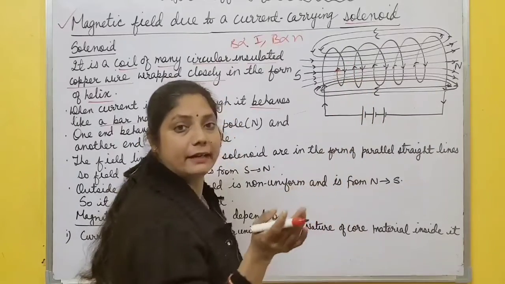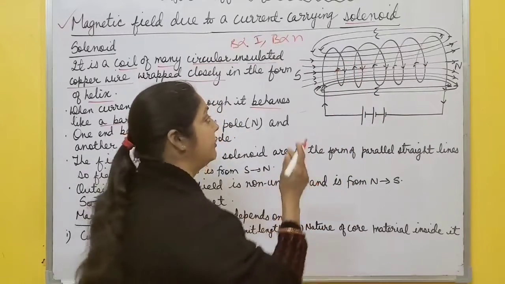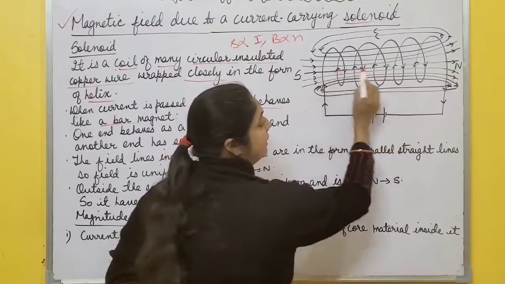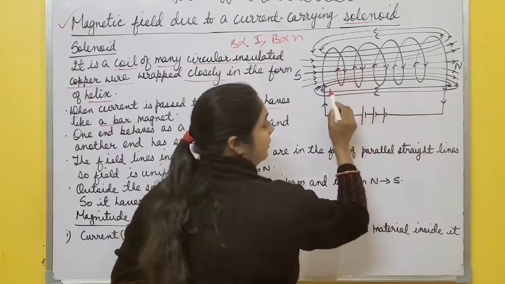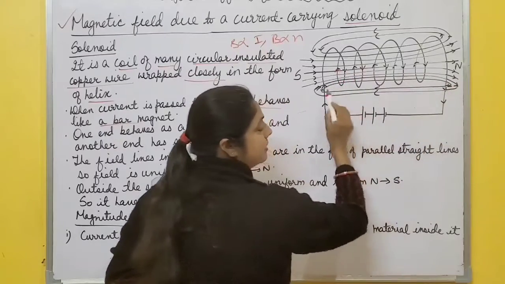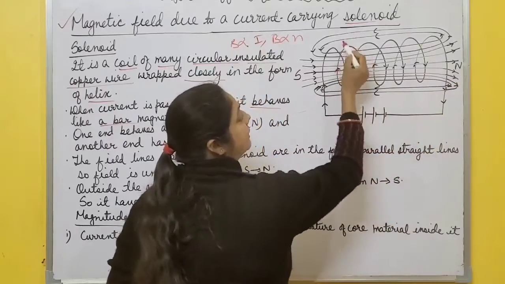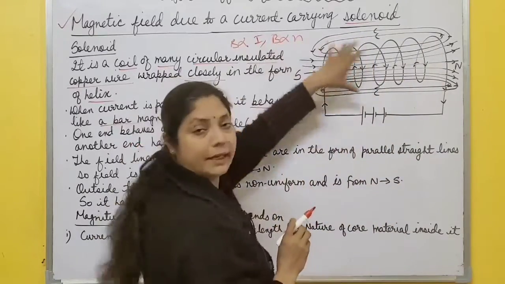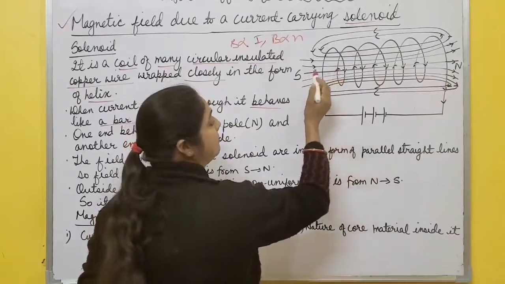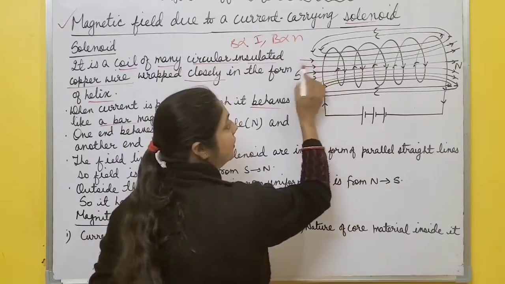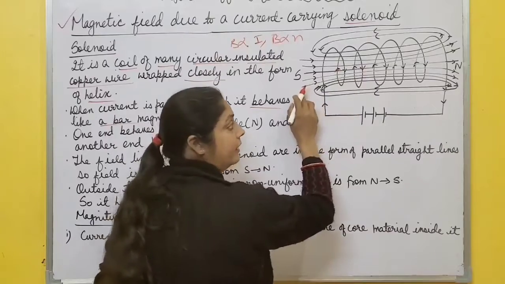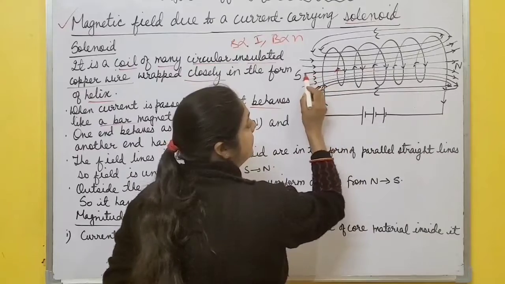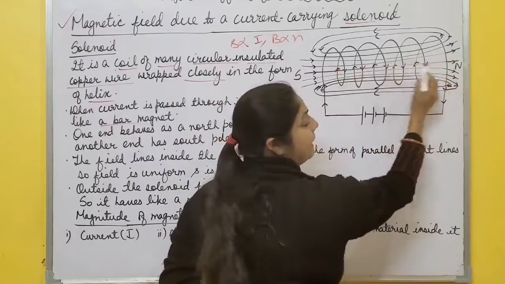So using the right hand thumb rule, you find the direction of magnetic field in one half part and then in the other half part. You find that magnetic field lines are like this. In one half part, it is in clockwise direction. In the other half part, it is in anti-clockwise direction. So in this way, you draw magnetic field lines and you find that all these magnetic field lines enter from one end and emerge from the other end, right? And at the center, these magnetic field lines are straight parallel lines.